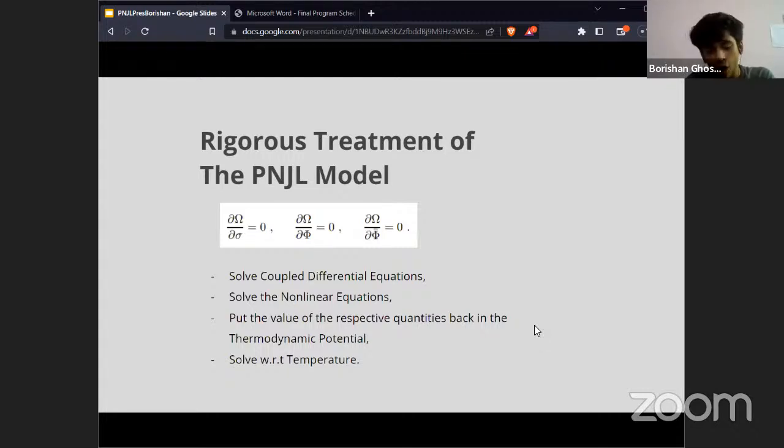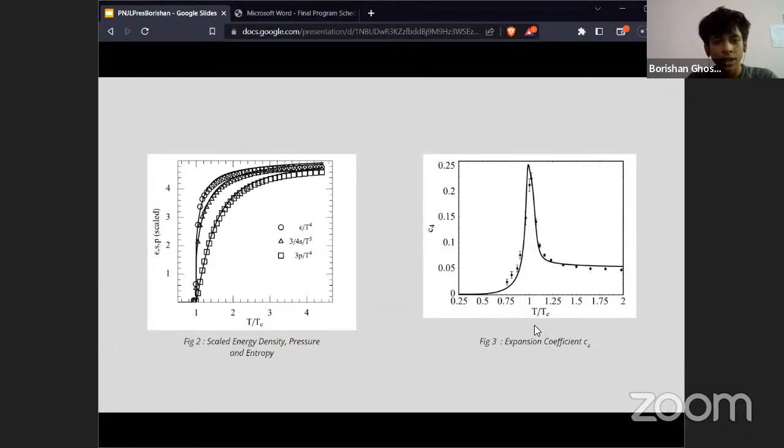So how would we solve such a formidable looking equation? We can set the partials to 0, and then we will get a bunch of coupled differential equations. Solving those will get you nonlinear equations, and then solving the nonlinear equations gives a unified set of variables. We plug them back into the long formidable equation and get an expression for the thermodynamic potential with respect to temperature. And then we can go on and chart them into these graphs and examine the properties of the matter.